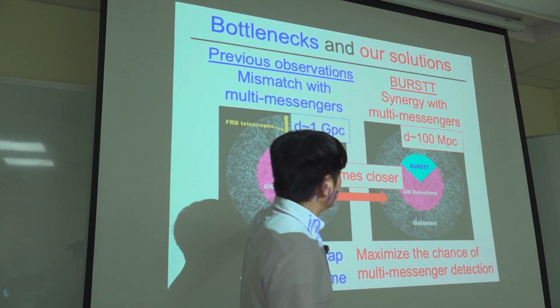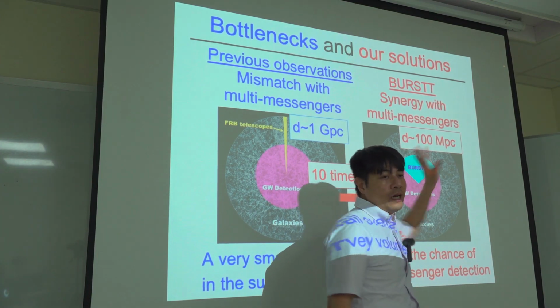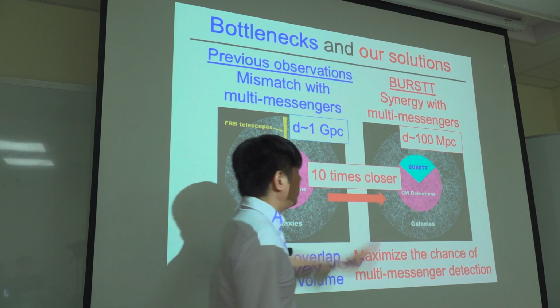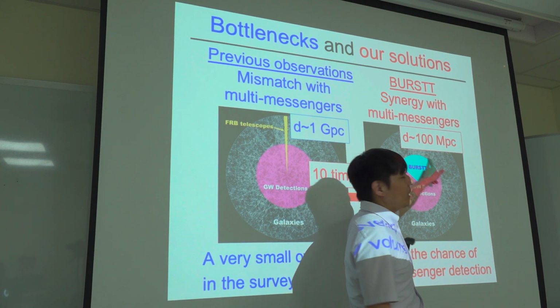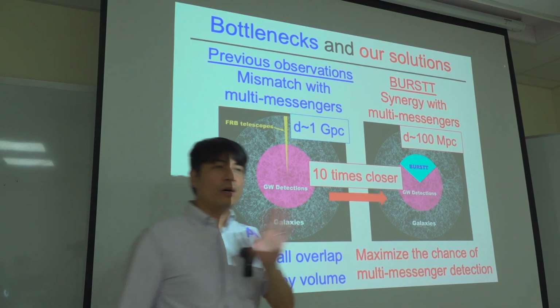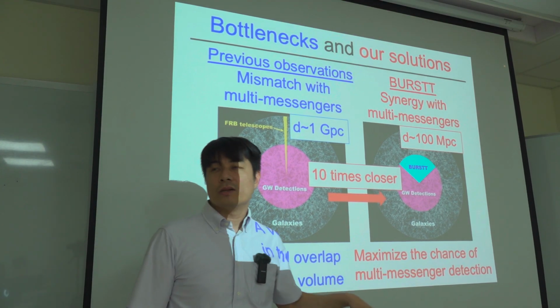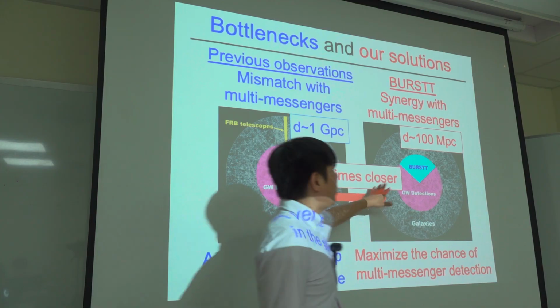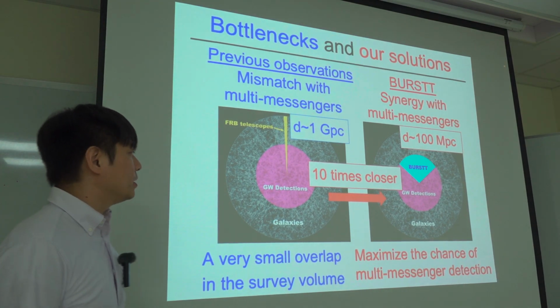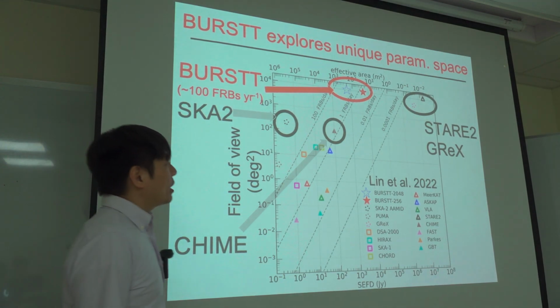We want to improve this. So by focusing on the nearby universe using an extremely large field of view, our BURST project can maximize the overlapping survey area between FRBs and multi-messenger counterparts. So if you really find it, then this will strongly constrain the origin of FRBs. Okay.